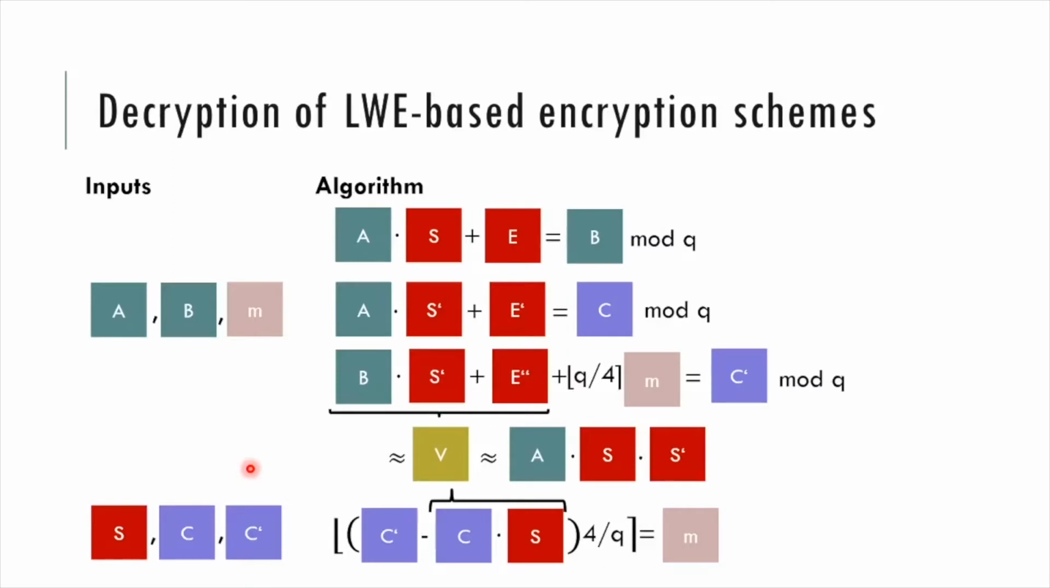Given the secret S, C and C', decryption works as follows. Since B times S' is about the same as C times S, the decoding of C' minus C times S returns M. At least, as long as B times S' and C times S are approximately the same. But how close do they need to be?